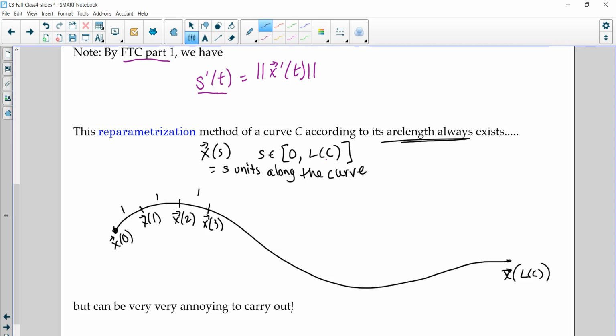This is very nice, but like I said, it can be very annoying because you actually have to compute the arc length first in order to use this parameterization, which then it's kind of like, why would you do it? But you can do it. So that's it for this video, and that's really the main ideas behind arc length. In the next video, we'll explore a related but different idea.